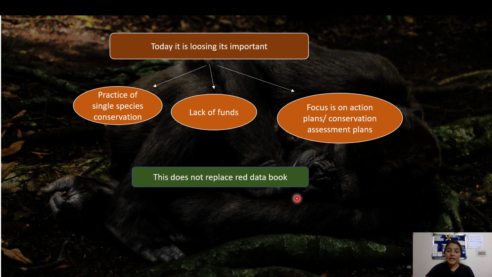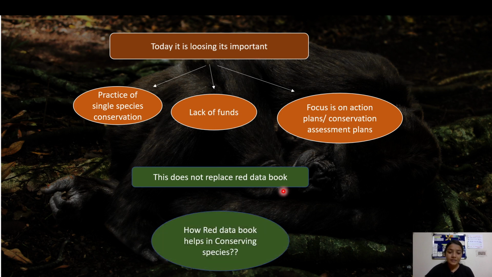So this does not replace the red data book. Though the importance of this red data book is deteriorating, this does not mean that the red data book will be replaced, because the red data book has a very important role to play. So how the red data book helps in conserving species, that we are going to understand with the help of different points, right? With every slide we will understand one point about how the red data book helps in conserving species.